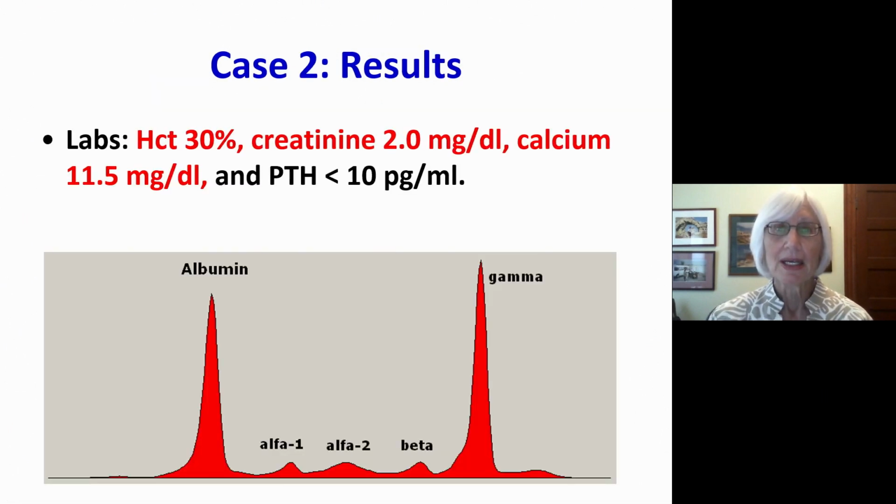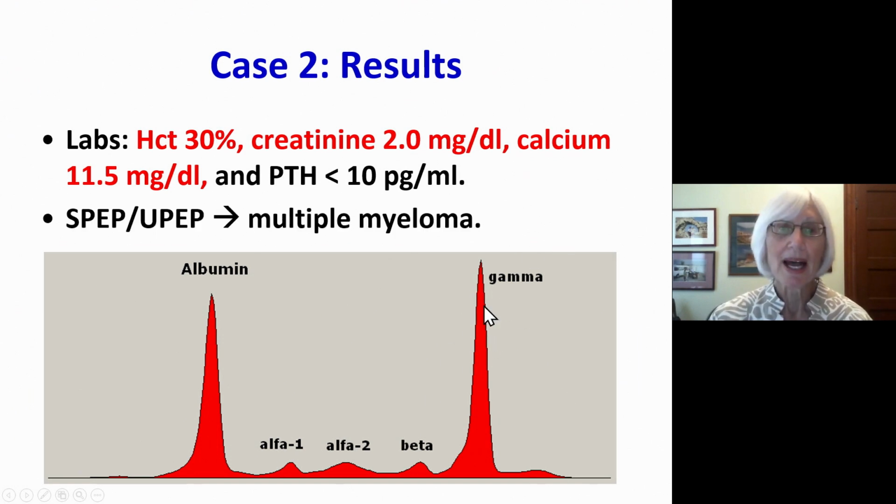The correct answer is B, to get a serum and urine protein electrophoresis as the next test. So this patient on screening had a hematocrit of 30, creatinine of 2, calcium of 11.5, and a PTH less than 10. This was a real patient who was sent to me for osteoporosis. And here is her SPEP, showing multiple myeloma with a gamma spike.